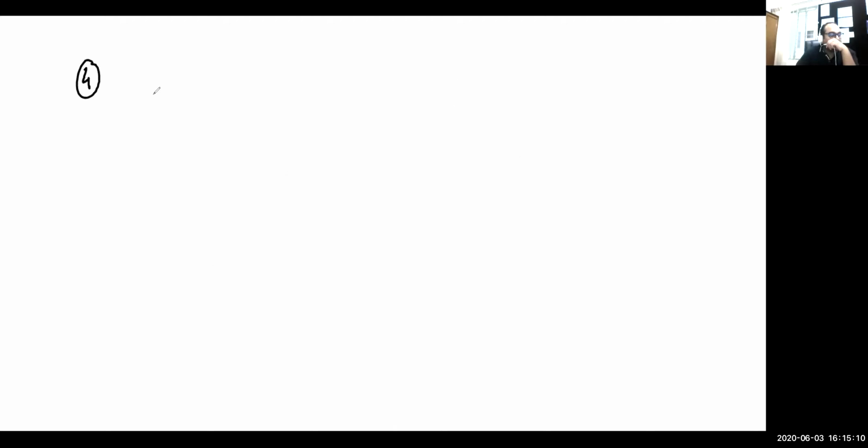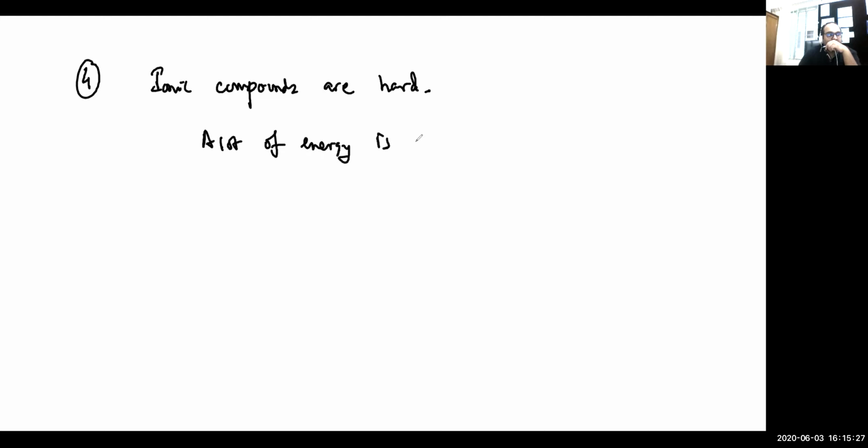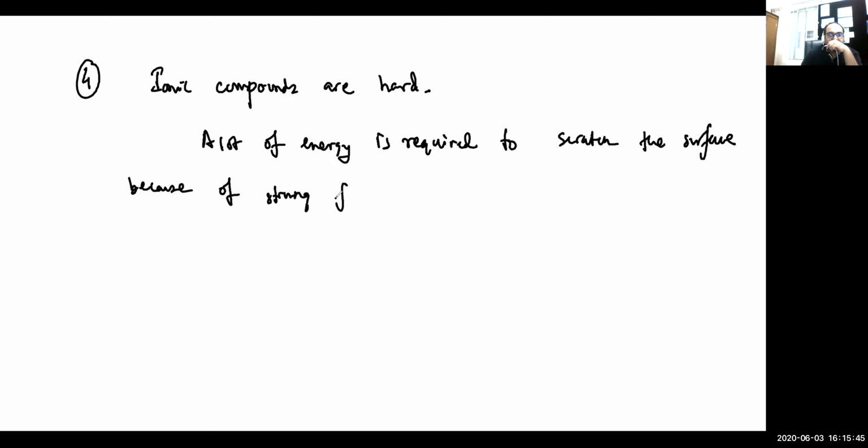Number 4. Ionic compounds are hard. A lot of energy is required to scratch the surface because of strong forces holding the ions together. They are brittle.